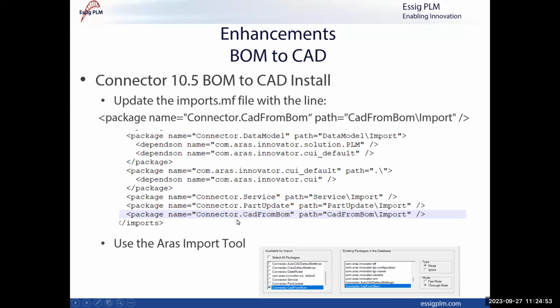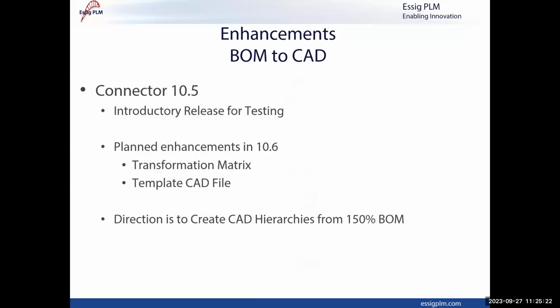Out of the box, this would be like the retrieve hierarchy in Eris. This would be right mouse button, automated assembly, like you have with hierarchy, you now have Essig PLM, BOM to CAD. Out of the box, this is not available. But you all have it. As you see up on the screen, you just need to update the import file, and then import the package. Again, it's really for test, because we know there are some challenges. You really want to have a CAD document associated to the part item.